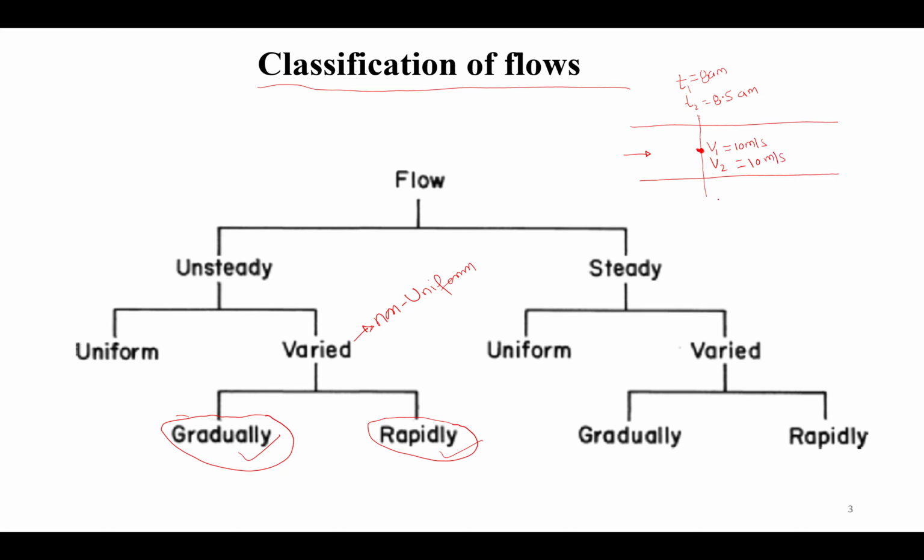So that means the change in velocity with respect to time is equal to 0. This is the definition of a steady flow, and unsteady flow is just the opposite of steady flow. The change in velocity or any fluid flow parameter with respect to time does not equal 0. So this is the basic definition.